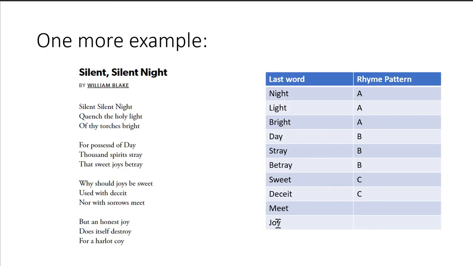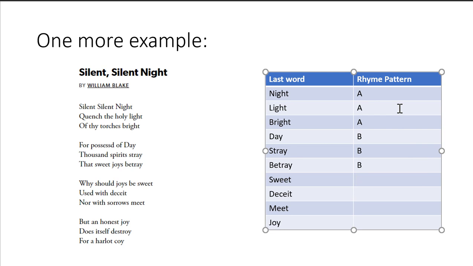Last one. This one's pretty easy. I've already documented all the last words here. Silent Night by William Blake. Silent, silent night, quench the holy light of thy torches bright, for possessed of day, thousand spirits stray that sweet joys betray. Why should joys be sweet, used with deceit, nor with sorrows meet, but an honest joy does itself destroy for a harlot coy. Yeah, you don't want to mess with a coy harlot.